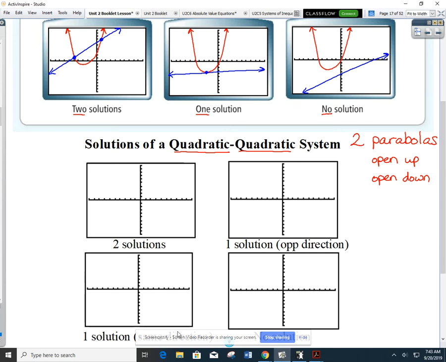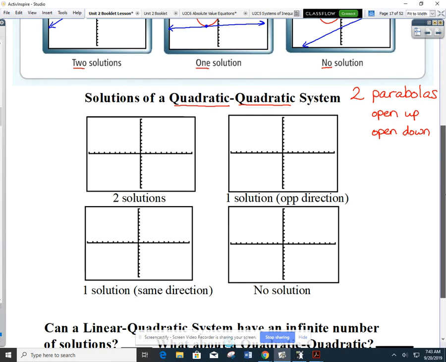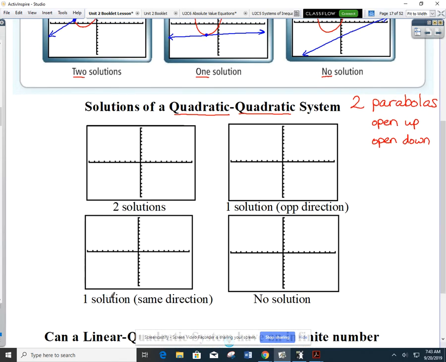Down here, you can see it in your book. It says one solution, same direction. So I'm sorry that it's covered up here. I can get that out of my way. Okay, that's better. Okay, one solution where they open in the same direction. So two parabolas that open upward or two parabolas that open down.